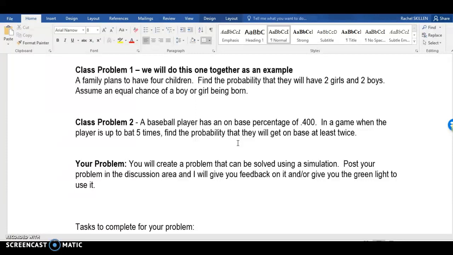The other option is to find 50 different players that all have an on-base percentage of 400 and have them go up to bat 5 times in a game. But again, that's very, very difficult to find or to set up. So using a simulation in this situation is much more time effective than to actually carry out the experiment.